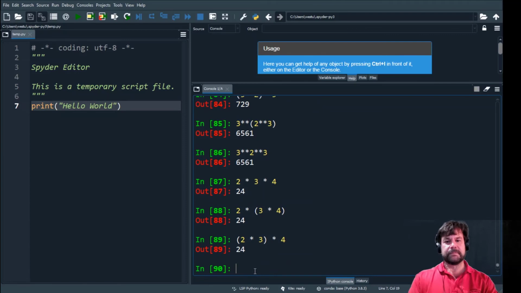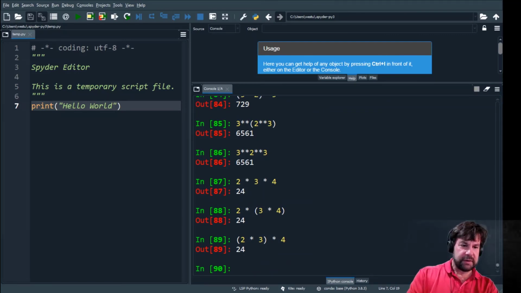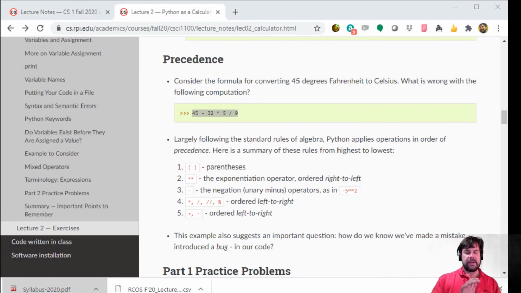All right. The rest of the precedence rules should be familiar to you, I hope. Parentheses, exponentiation, right to left, unary negation, right? So that's 7 plus minus 7. Right? This unary negation is applied right after exponentiation.